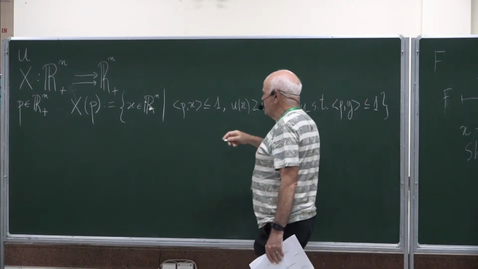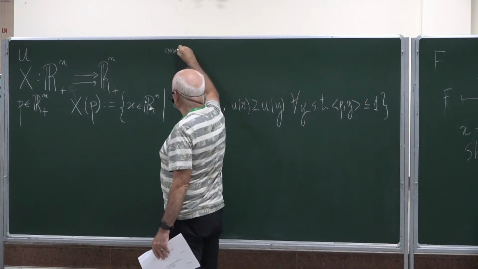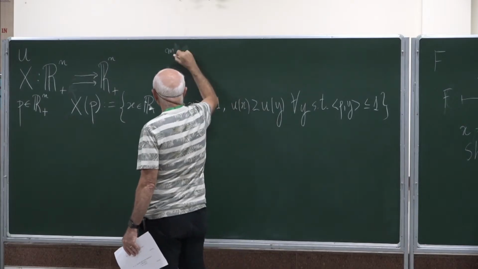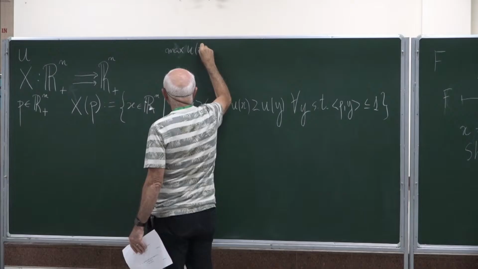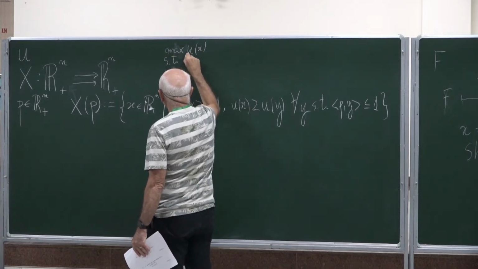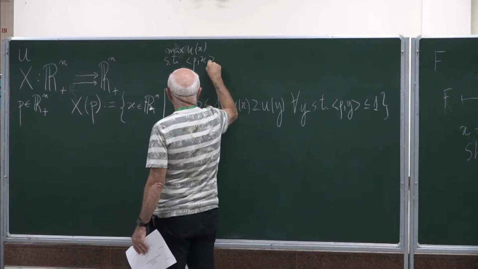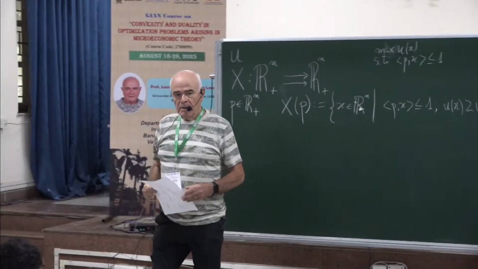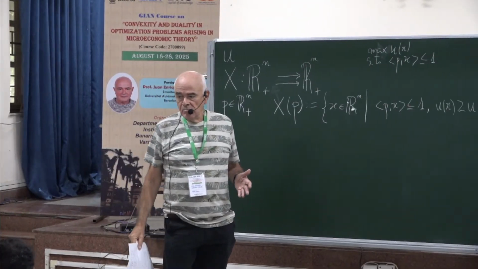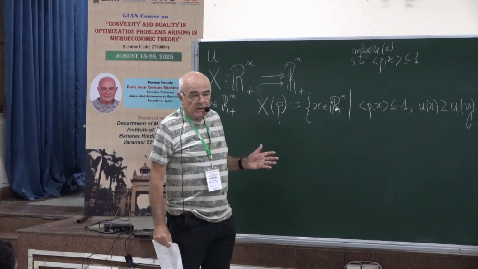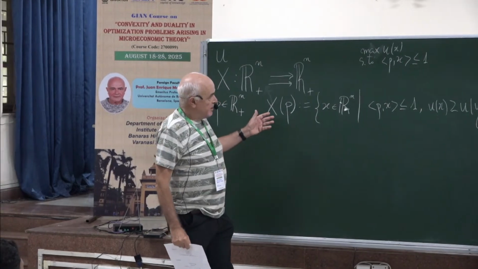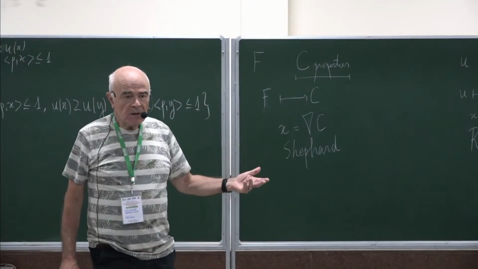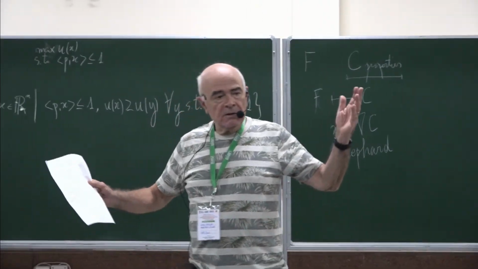So in other words, X of P is the solution set to the optimization problem: maximize U of X subject to P·X less than or equal to 1. It's a set valued mapping. I'm not assuming anything about U. So it may take empty values, maybe a singleton sometimes, it may be the whole space sometimes.